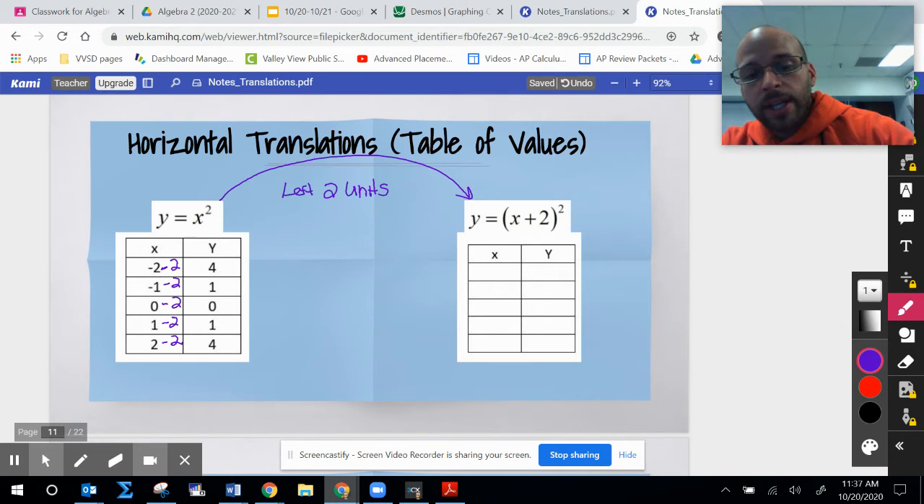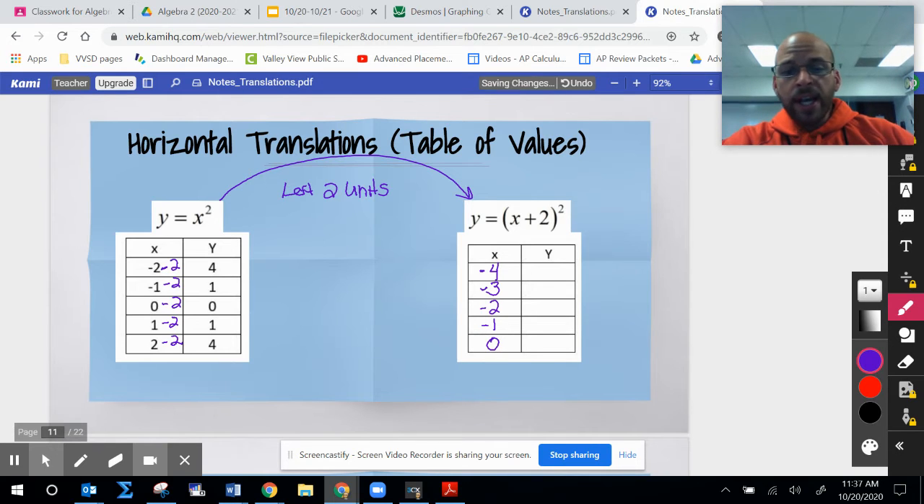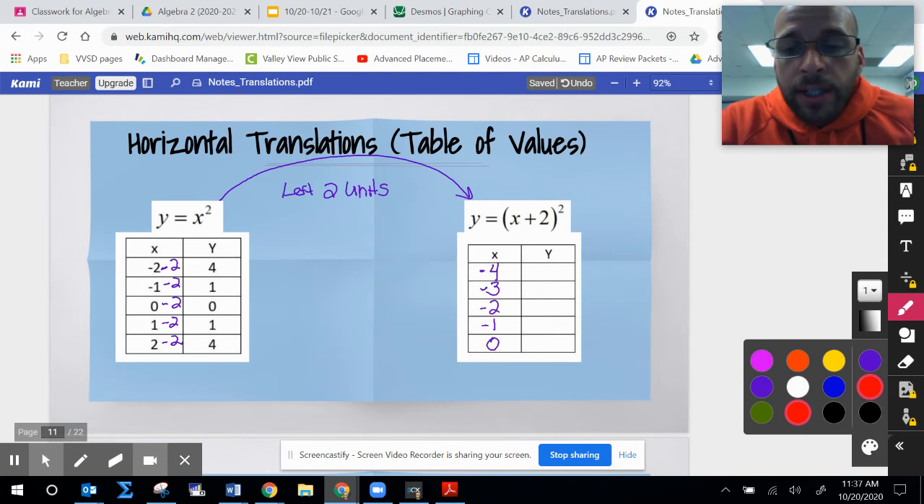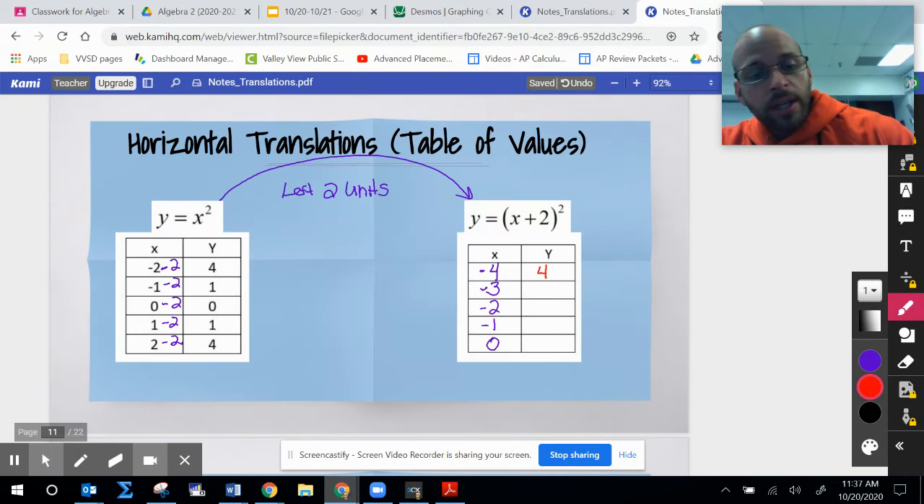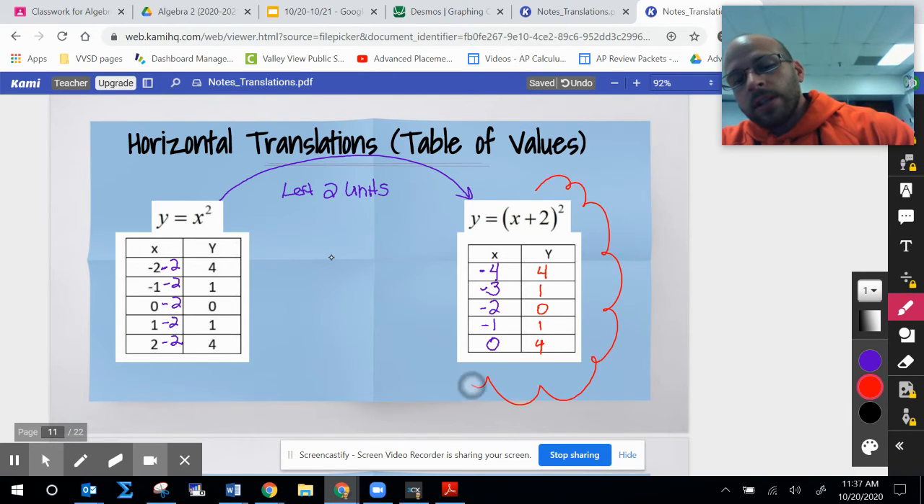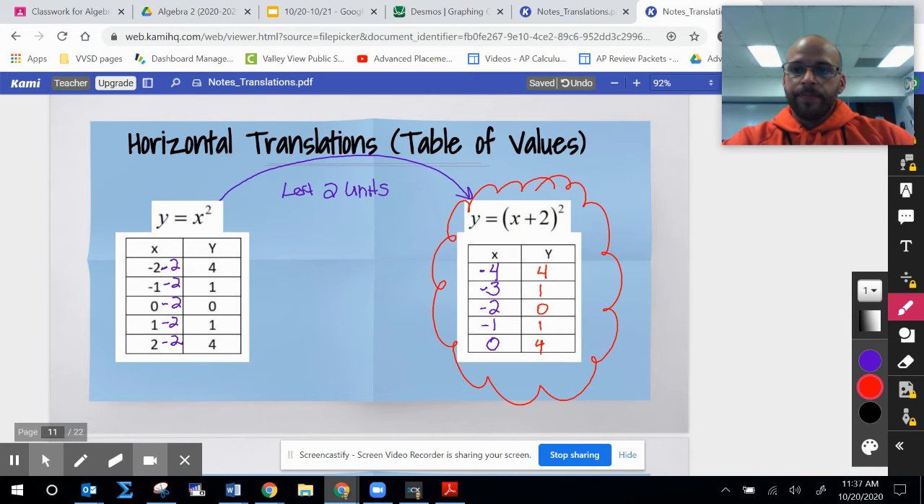So my new x values: negative 2 minus 2 is a negative 4. Negative 1 minus 2 is a negative 3. 0 minus 2 is a negative 2. 1 minus 2 is a negative 1. And 2 minus 2 is 0. Now again, all we did was move our x values to the left. This graph isn't going up or down. It's just moving left 2 units, so it stays at the same height. So all my y values need to stay at the same location. And this is my completed table of values.